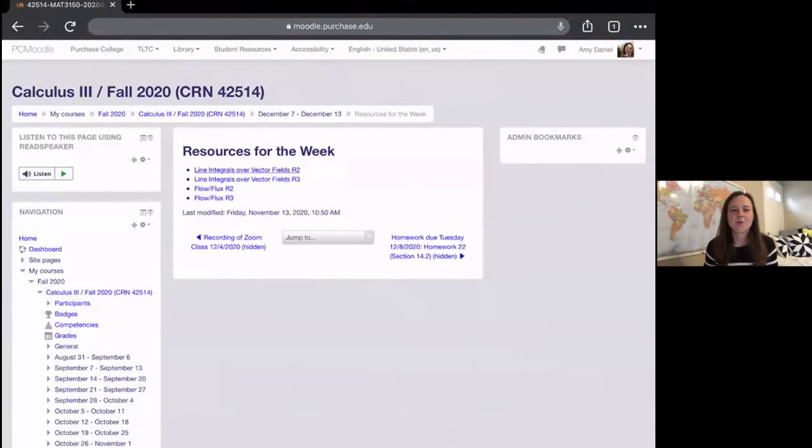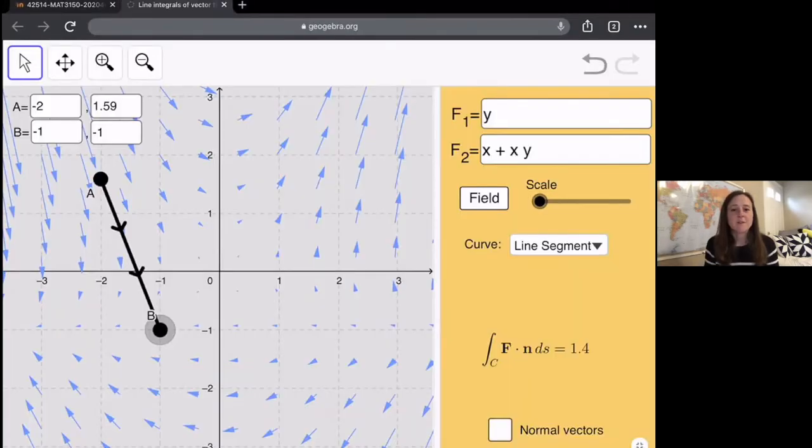So here we are on our Moodle page in the resources for the week. And I have a link for line integrals over vector fields in R2. So I'm going to click on that link. So we have a vector field drawn in this applet in blue arrows, and I want you to think of that vector field as some kind of velocity field, like a wind vector field. And our curve C is, in this case, the line segment going from A to B. They've got the little arrows of orientation there that we're traveling from A to B along this curve.